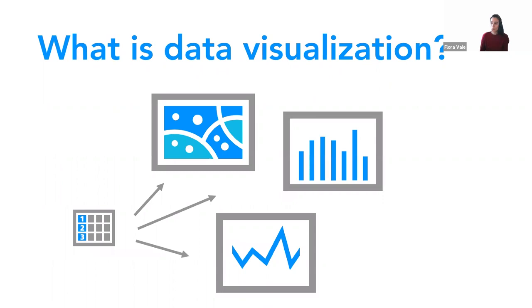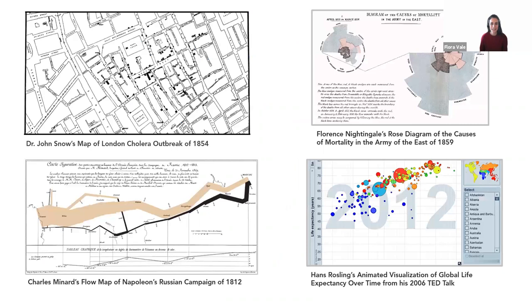So what is data visualization? Simply put, data visualization is a graphical representation of data. So it's the use of symbols as metaphors to represent quantities and categories and context, allowing us to quickly make comparisons and intuit proportions, patterns, relationships, and trends.